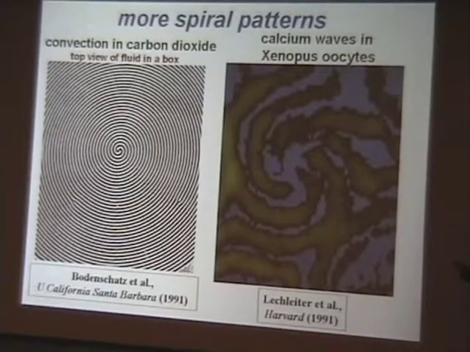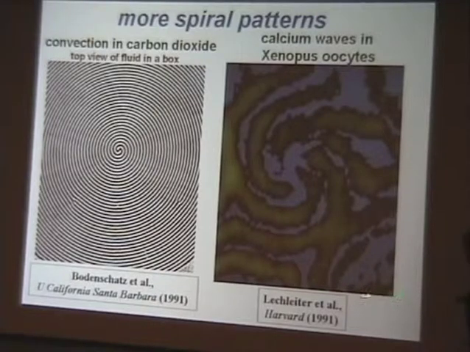Or in a biological system that's very well studied, because this is a frog egg, xenopus, and it's fairly large. This distance here is about 1 millimeter, so it's easy to study and look at in a microscope. And you see that there are rotating spiral waves in this frog egg. And these colors represent concentration of calcium in this system.